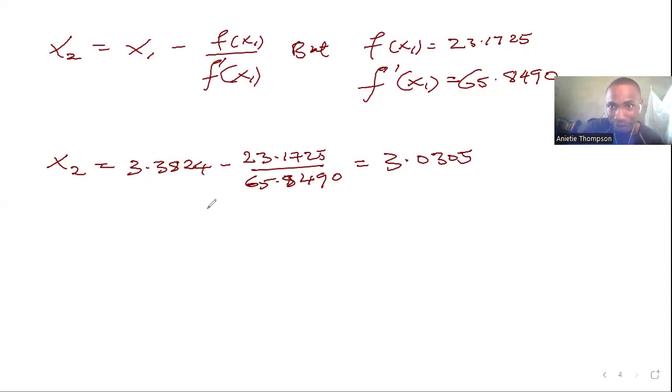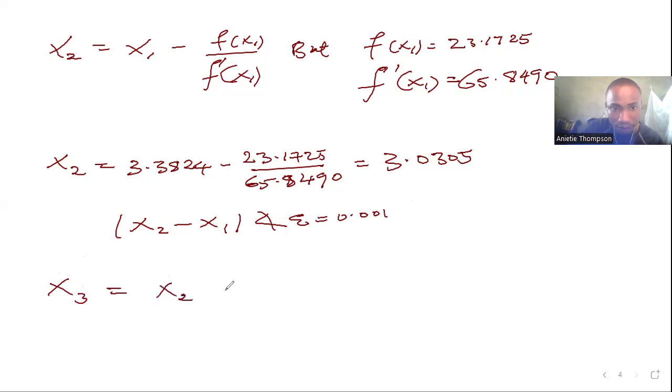Also, you check that the absolute value of x2 minus x1 is not less than my epsilon value, which is 0.001. This minus that value will not give you that. So we'll now move to the next one. x3 will be equal to x2, we update the value, x2 minus f of x2 over f prime of x2.